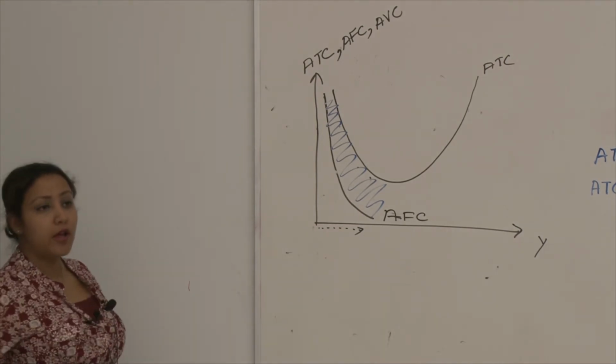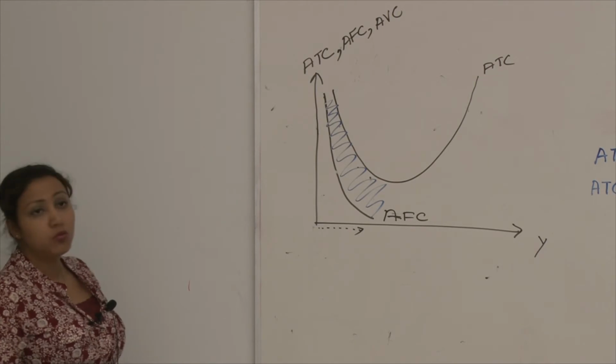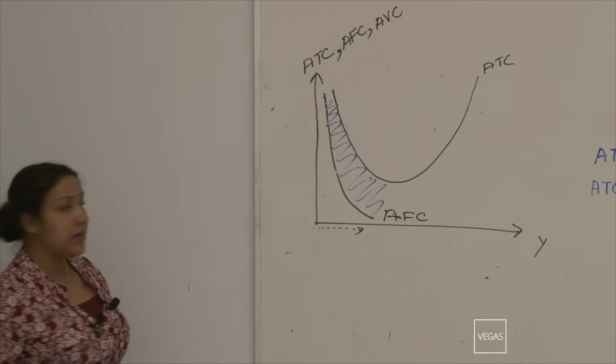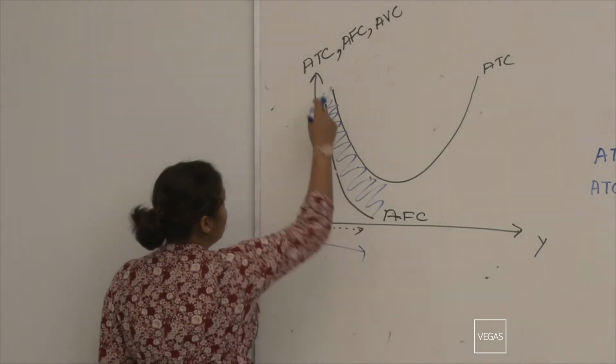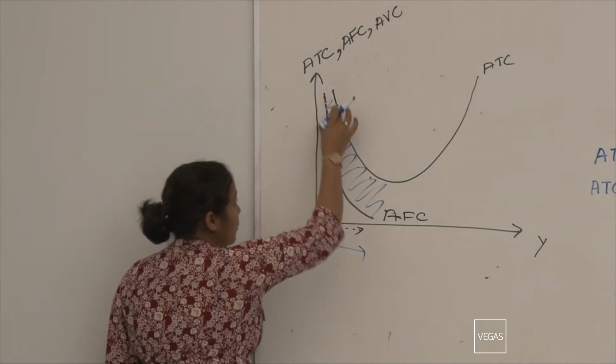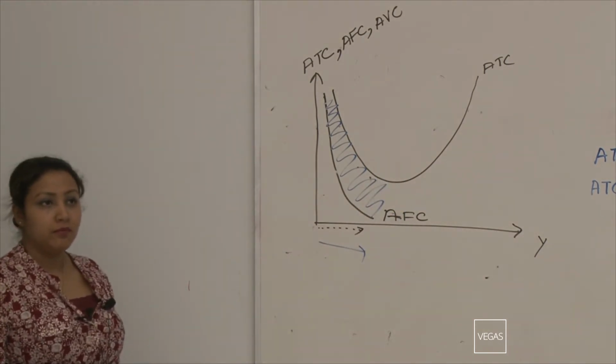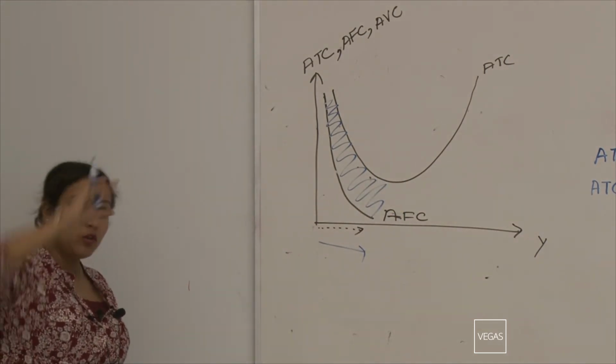We just saw about average variable cost that as you produce more and more output, the average variable cost increases. That is exactly what is happening. As you produce more and more and more output, that difference is increasing. Or in other words, the average variable cost is increasing.